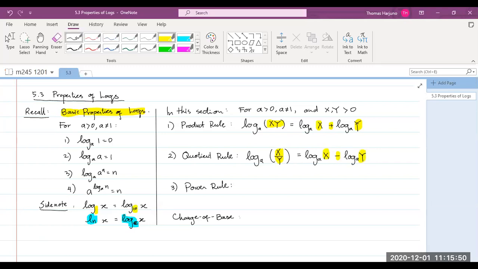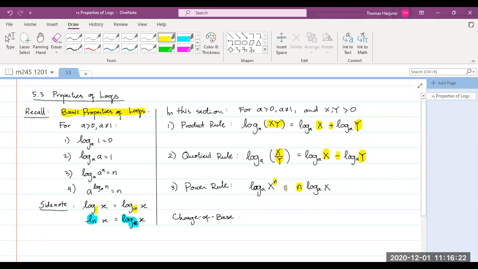Power rule: log base A of x to the power n, for any n, including rational numbers, equals n times log base A of x. In other words, the exponent n here is brought to the front if the exponent n is the exponent of the argument.